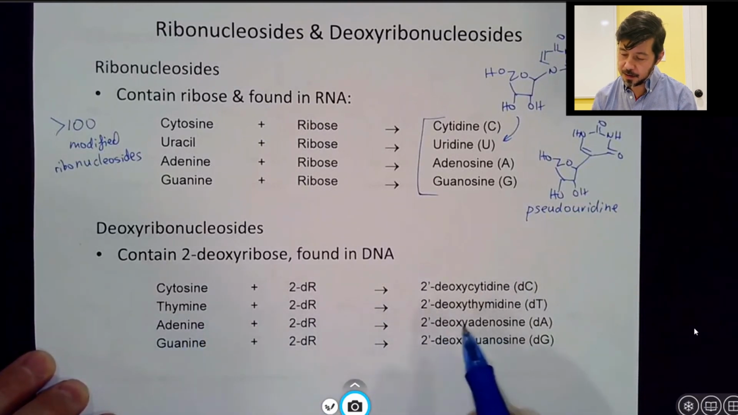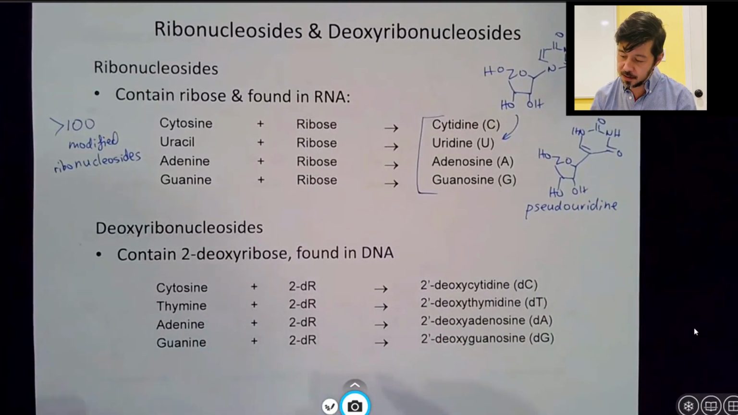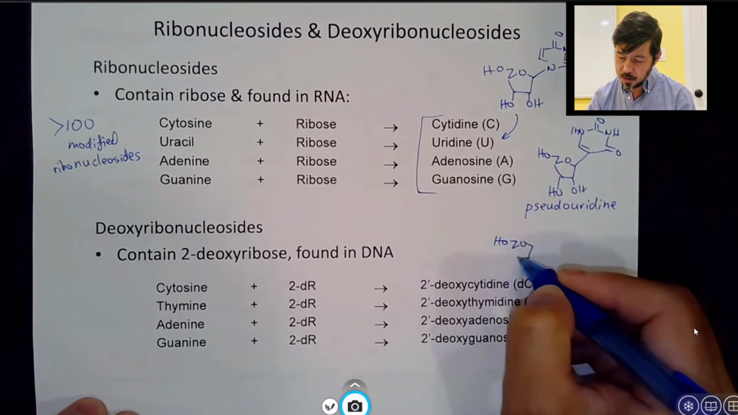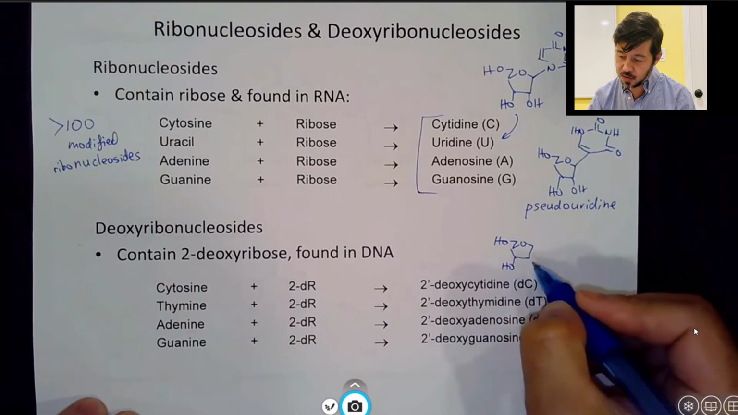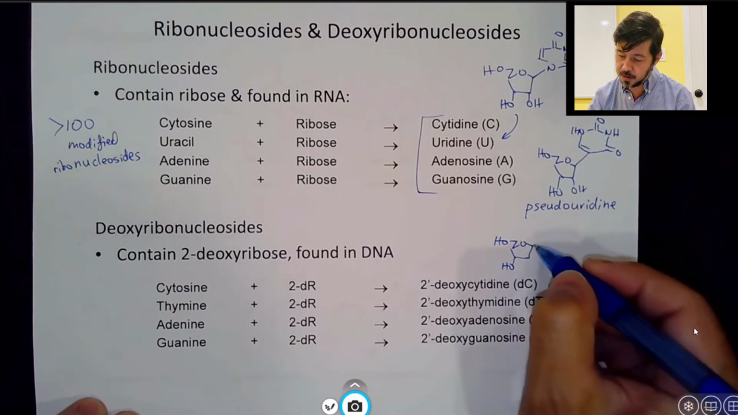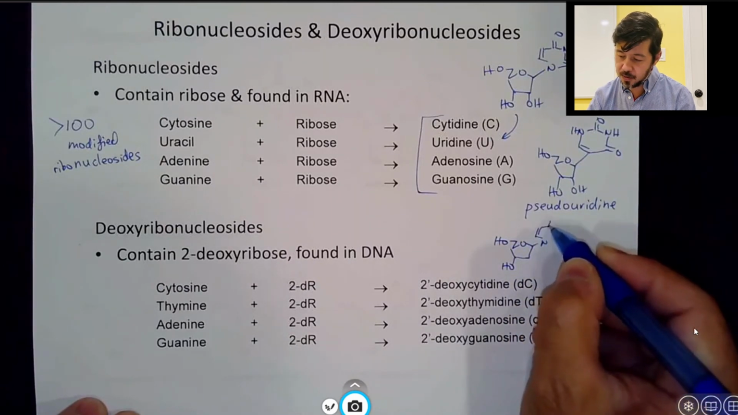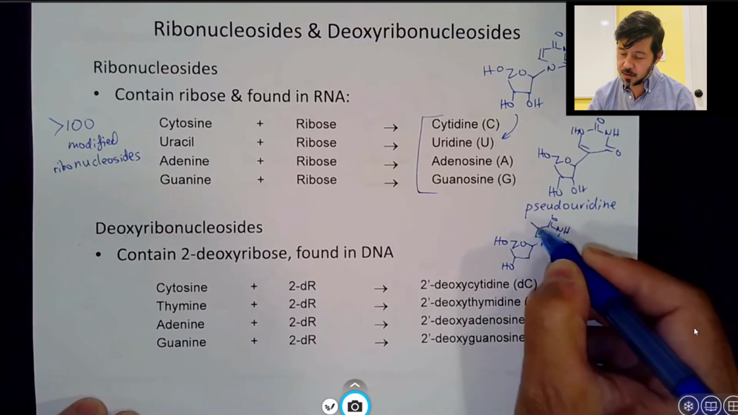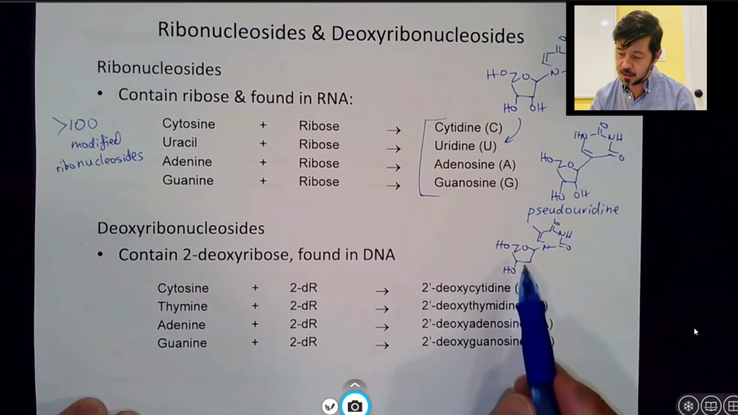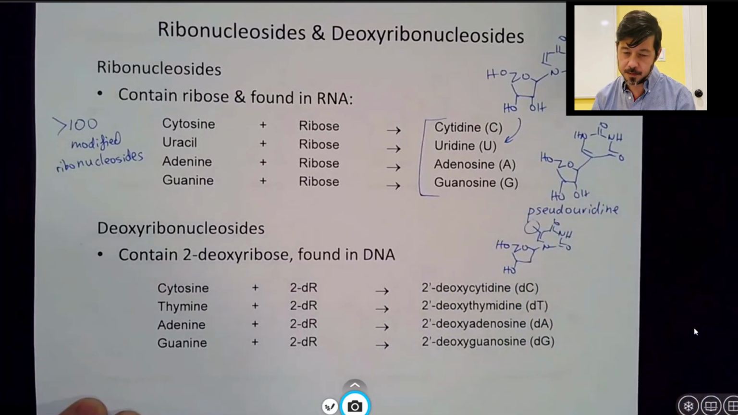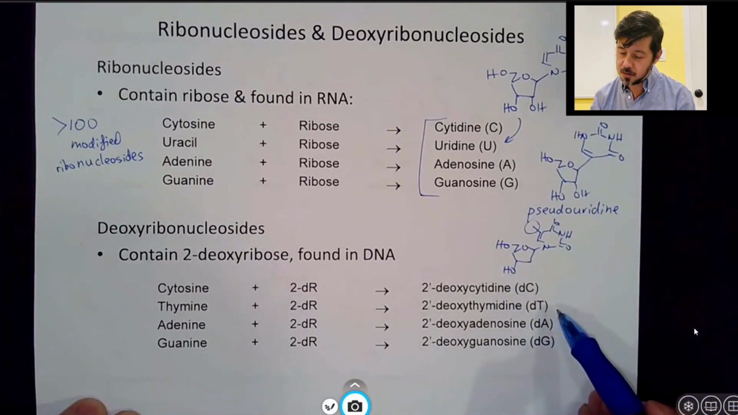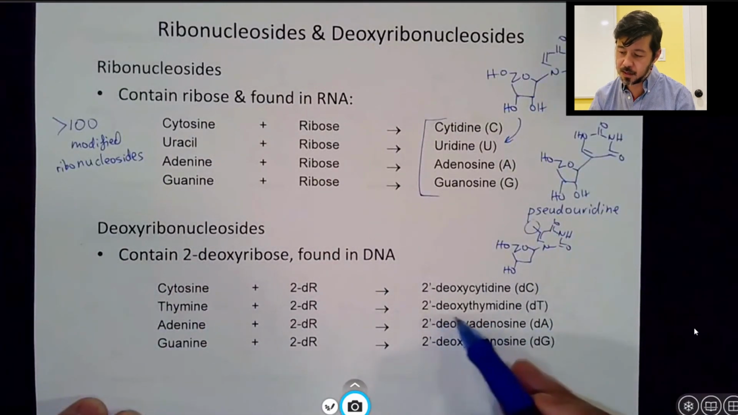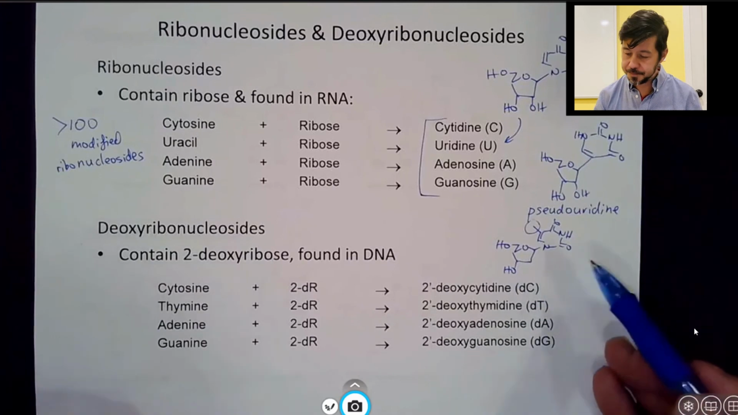DNA, in contrast, these are deoxyribonucleotides. So I'll just show you what that looks like. You don't have a hydroxyl group at this position. And I'll give you an example of thymidine, which is similar to uridine, except that there's a methyl group here. Okay, so there is no deoxyuridine. What we have is deoxythymidine.